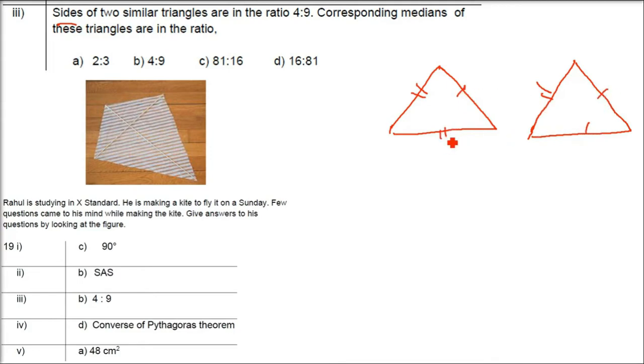So we don't have to worry about anything. There is a proper relation. Side 1 by side 2 equals 4/9, so it will also be the ratio of the medians. This median divides the opposite side into equal parts. So 4/9 is the answer here.